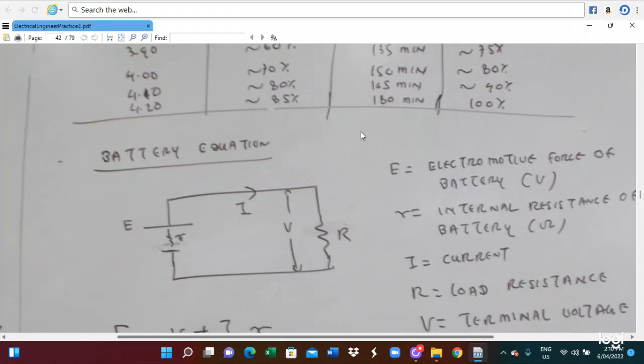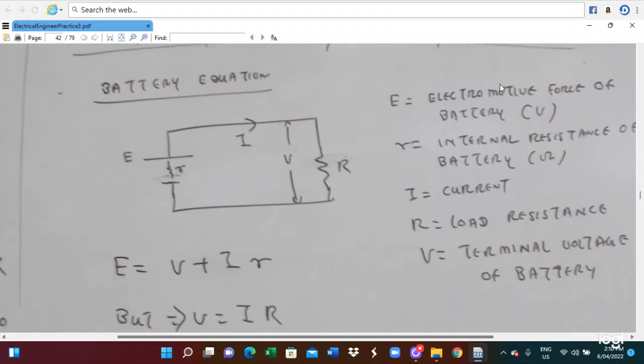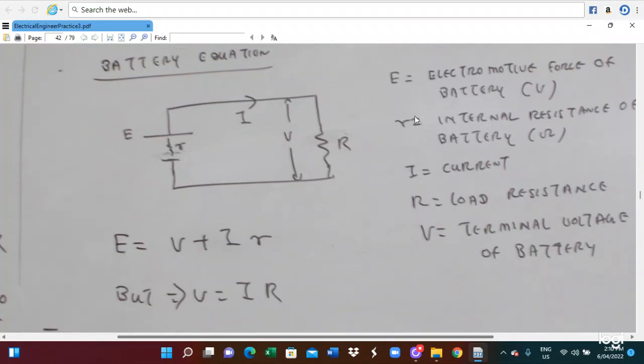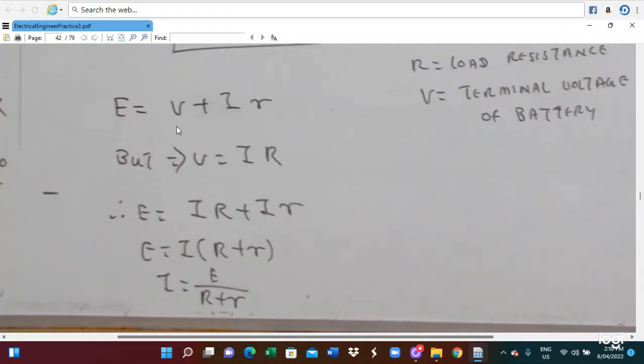Here is a battery equation. The battery equation is that E is the electromotive force, E equal to V plus Ir. E is the electromotive force of the battery, r is the internal resistance of the battery, I is the current, capital R is the load resistance, and V is the terminal voltage of the battery. So we can write that E is V plus Ir.